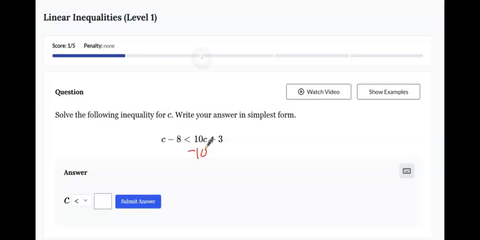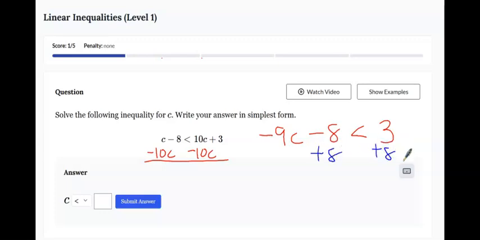I'm going to subtract 10c from both sides, leaving me with negative 9c minus 8 is less than 3. I'm going to add 8 to both sides, giving me negative 9c is less than 11.